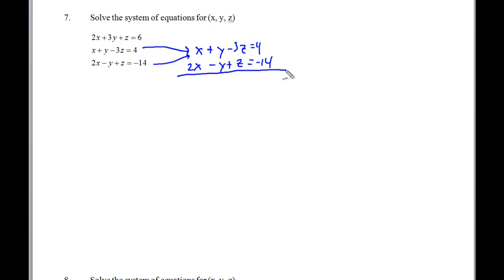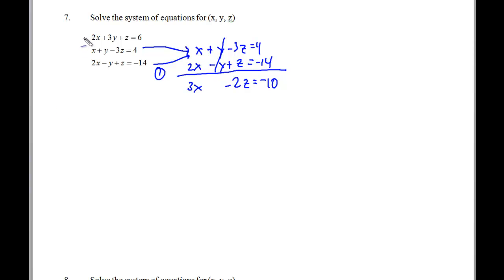You can see that I have opposites of the y's, so just by adding them up, I'll get 3x, the y's go away, and this is going to be -2z equals -10. Alright, so this is my first step, to pick two equations and eliminate my y's. Now my second step has to be picking another 2 equations and eliminating y's again.